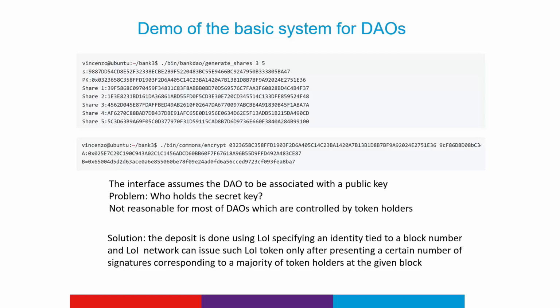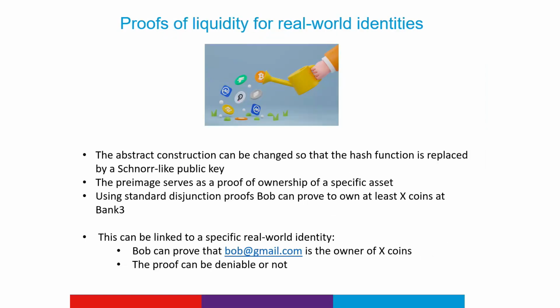There is a solution that is enabled by legal identity. With legal identity, the legal identity network could issue a special token that allows decryption just after presenting, for example, a signature of a majority of the token holders. So a majority of the token holders can get some signatures and prove to the legal identity network that they hold the majority of tokens in the DAO, and so can get this token to enable decryption. So this is another solution that we envision.